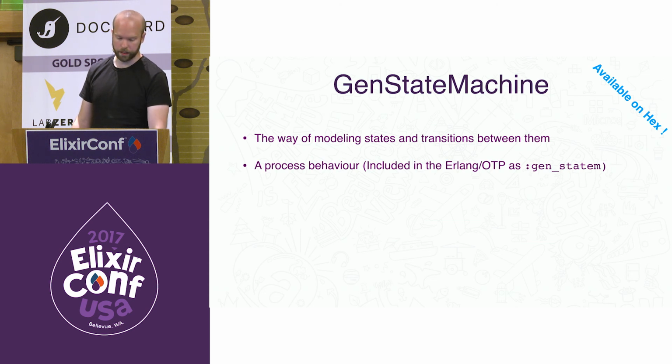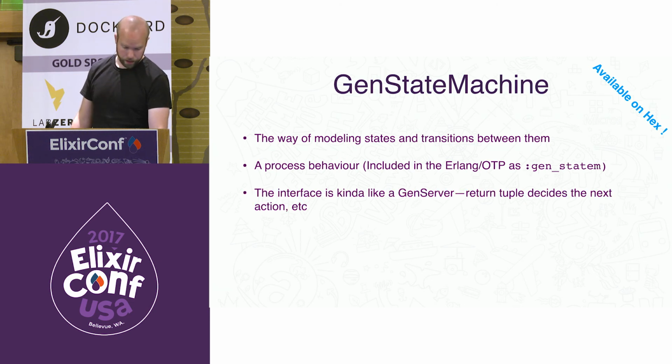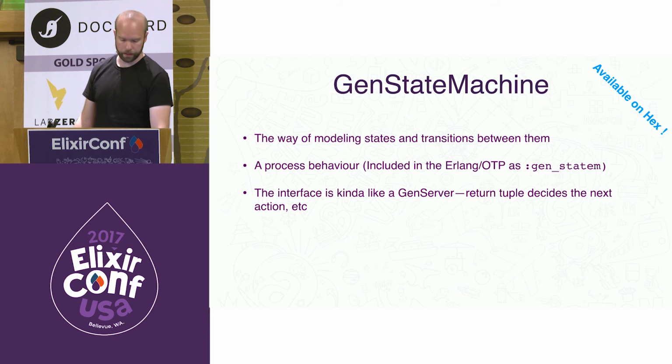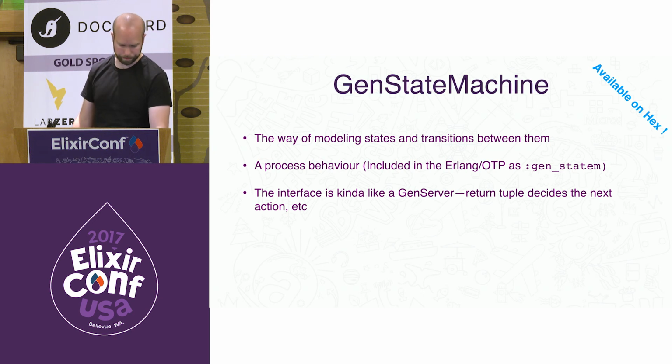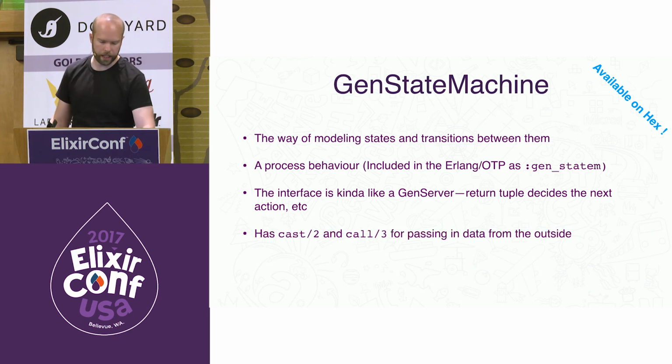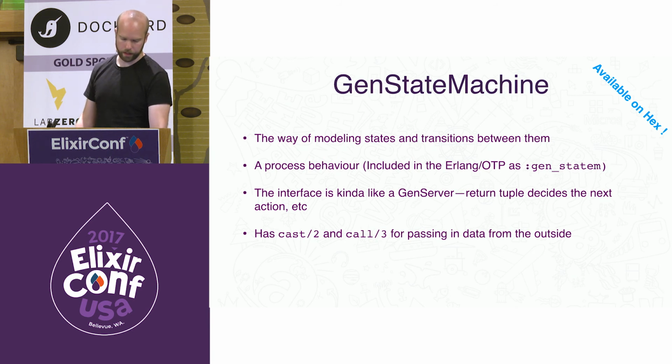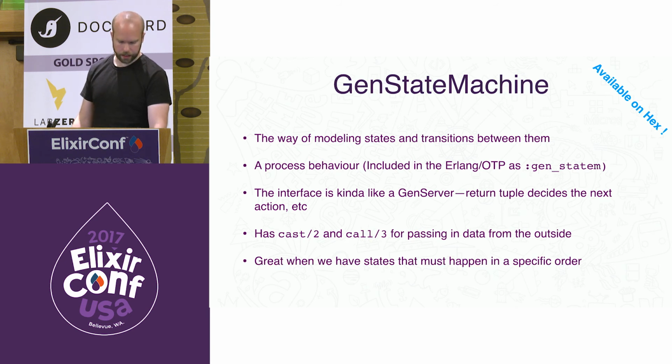It's a process behavior, and as I said, it's included in OTP as gen_statem. The interface is kind of like a GenServer, and it returns a tuple that decides what the next action to take is: if it should transition into a next state, or if it should keep the state, or if it should stop, or whatever. So, like a GenServer, it has a cast and a call for passing data from the outside into the state machine. And it's great when we have states that must happen in a specific order.